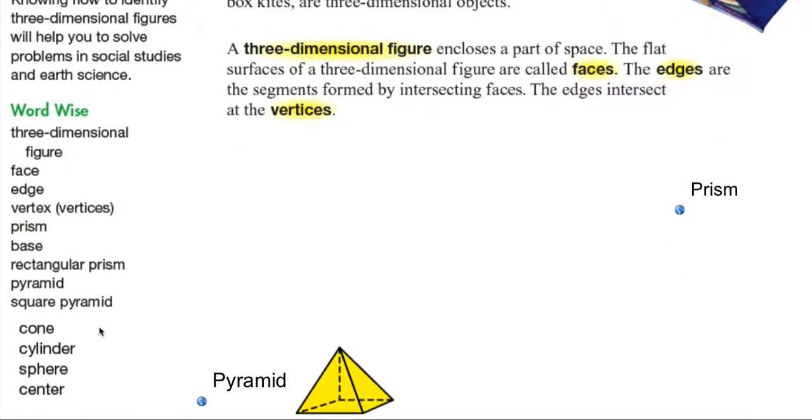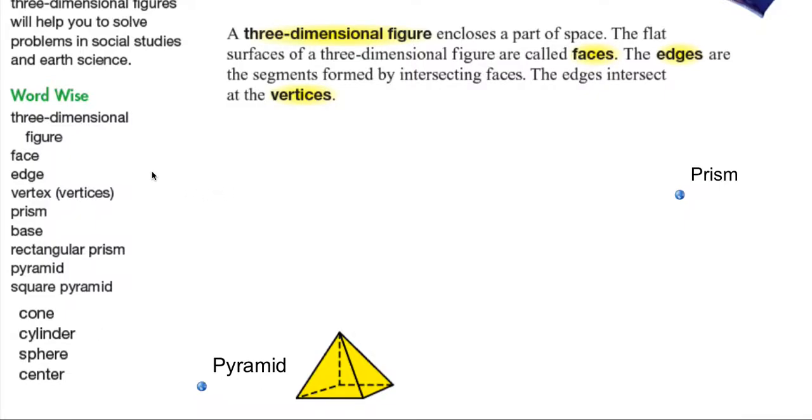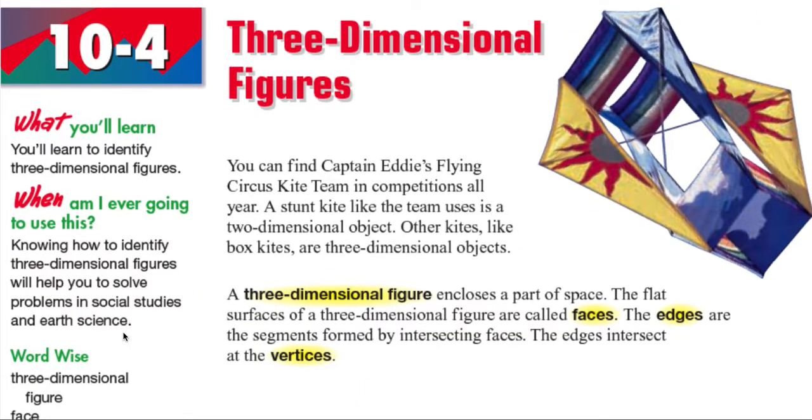Words to use, quite a lot. Three-dimensional figure, face, edge, vertex, plural will be vertices. Prism, base, rectangular prism, pyramid, square pyramid, cone, cylinder, sphere, and center.